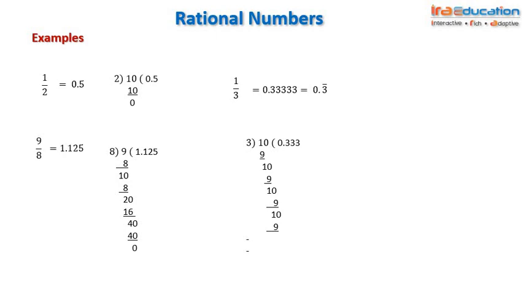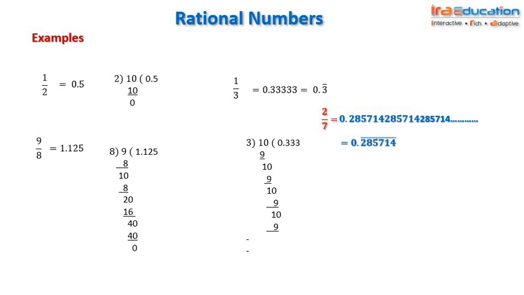Here students are instructed to pause the video and divide 2 by 7 and observe the quotient. If we divide 2 by 7, we get 0.285714285714 and so on, with the digits 285714 repeating indefinitely, which can be represented by 0.285714 bars. This decimal is also a repeating decimal.